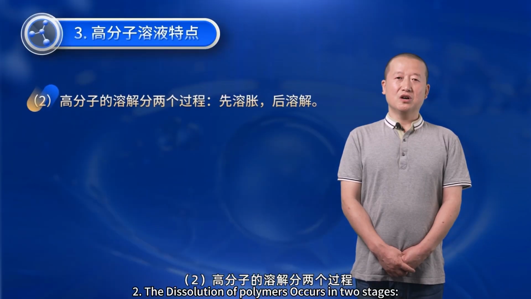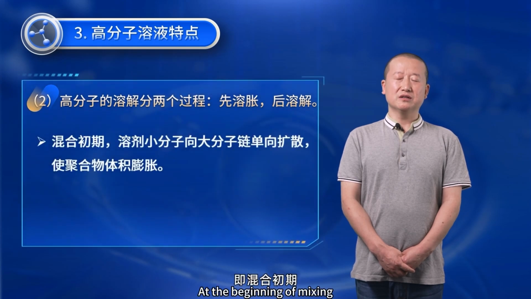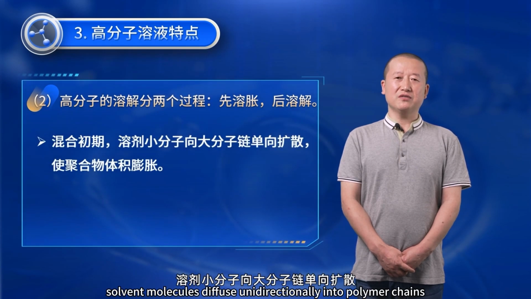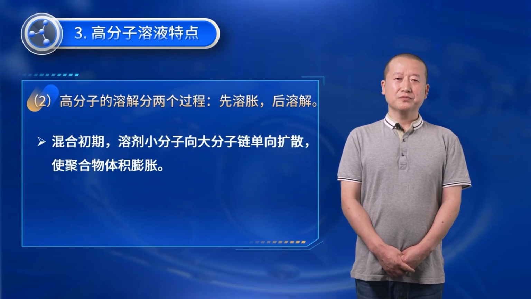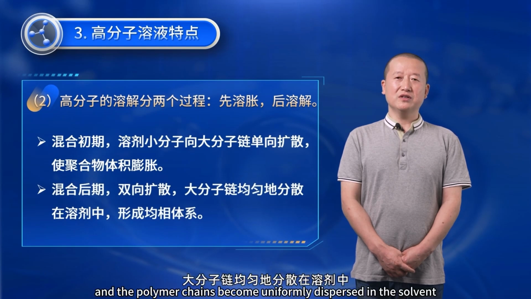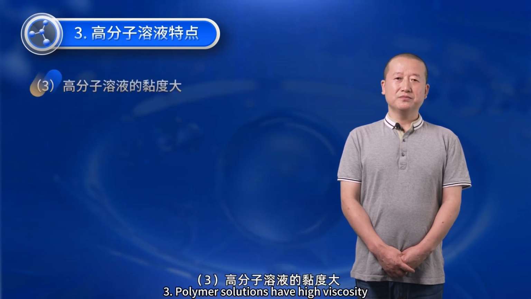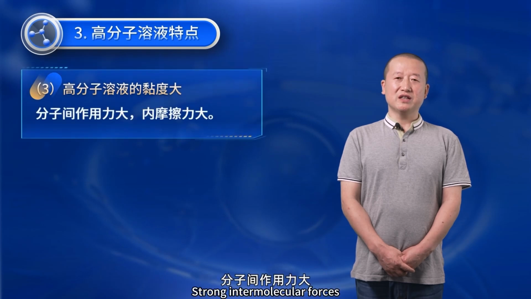Second, the dissolution of polymers occurs in two stages. Swelling first, then dissolution. At the beginning of mixing, solvent molecules diffuse unidirectionally into polymer chains, causing the polymer to expand. At the later stage, bidirectional diffusion occurs, and the polymer chains become uniformly dispersed in the solvent, forming a homogeneous system. Third, polymer solutions have high viscosity. Strong intermolecular forces result in large internal friction.